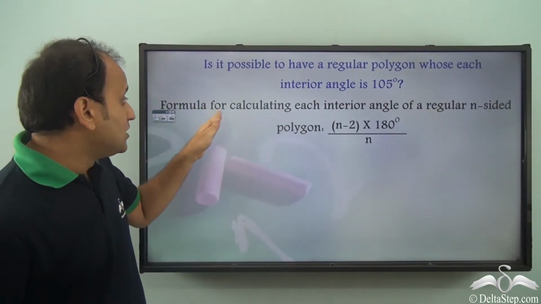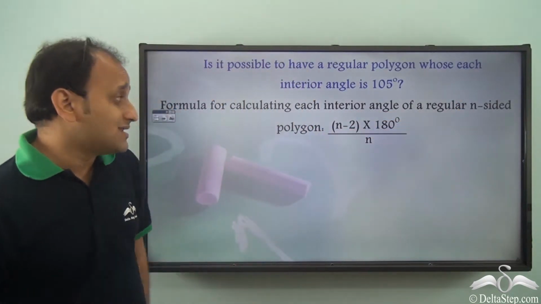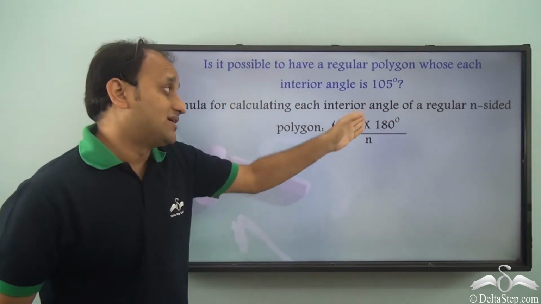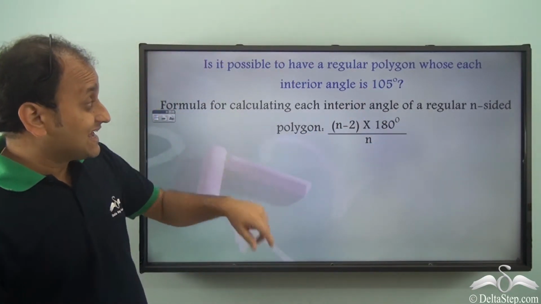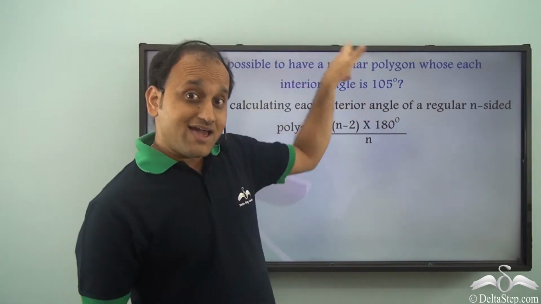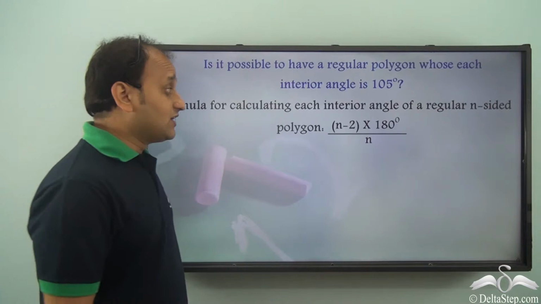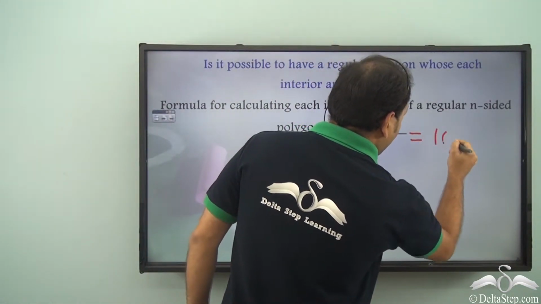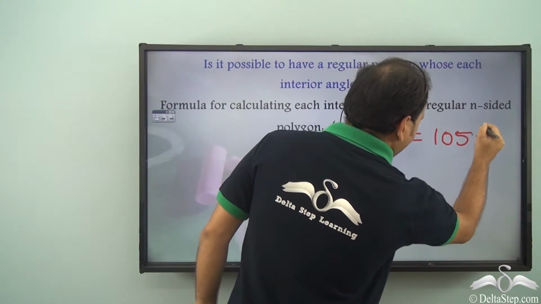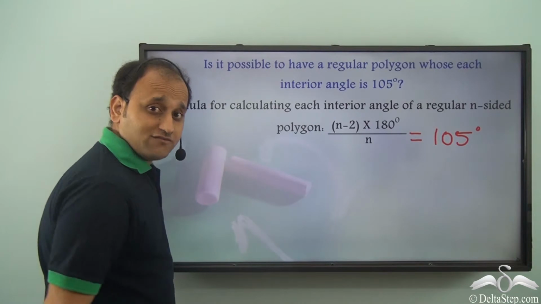We know that formula for calculating each interior angle of a regular n-sided polygon is (n minus 2) into 180 degrees by n. Now, in this case, the value is already given. It is 105 degrees. So, in the case of a regular polygon, this value should be equal to 105 degrees, isn't it? Now, how can we solve this?